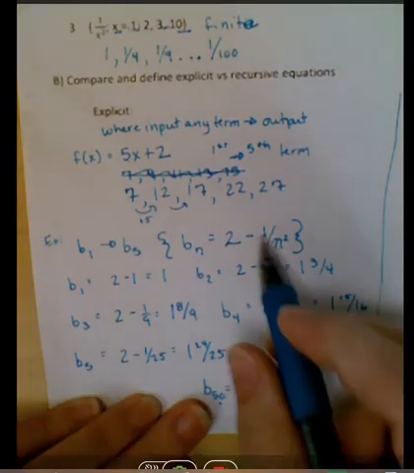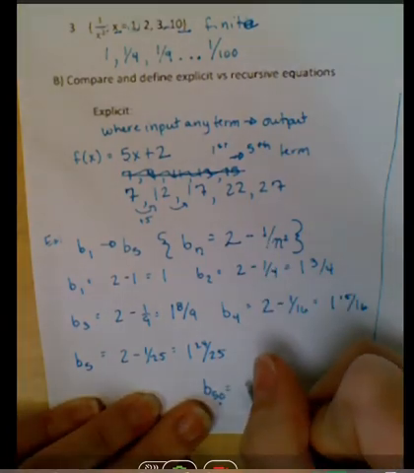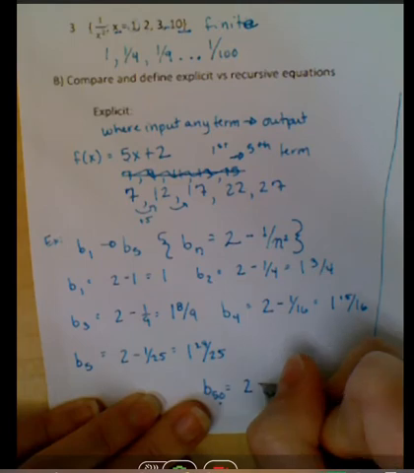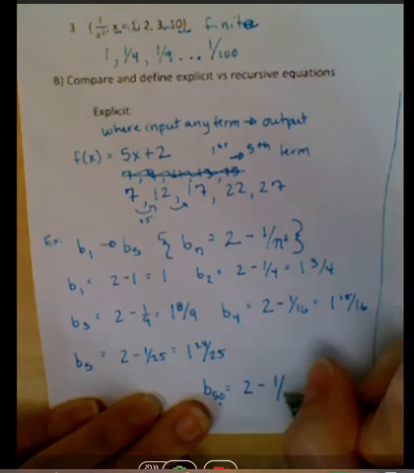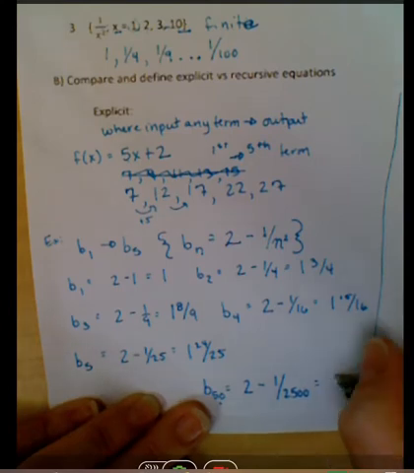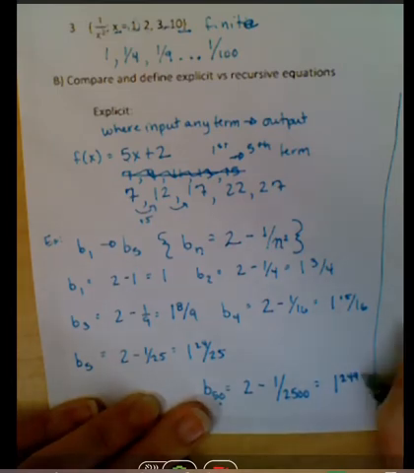So if I were to plug in that 50, I would say that that is 2 minus 1 over 50 squared, which is 2,500. And so that would be 1 and 2,499 out of 2,500.